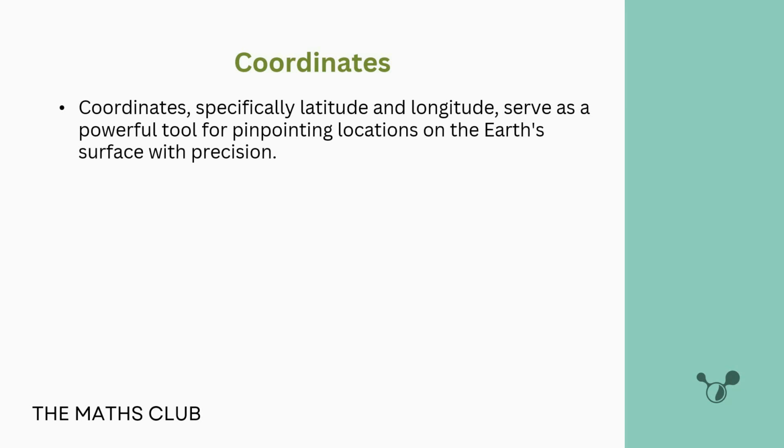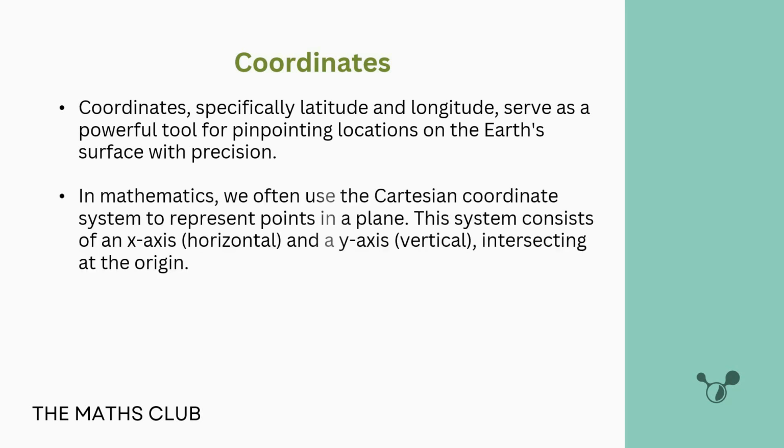We've talked about this a bit, but coordinates, especially latitude and longitude, serve as a powerful tool for pinpointing locations on the Earth's surface with precision. In mathematics, we often use the Cartesian coordinates, our normal x and y graph, to represent points in a plane, right? We have the x-axis, which is the horizontal, and the y-axis, which is the vertical, and they intersect at the origin. Remember, our origin x-axis is the what? Great, the equator. And our origin y-axis is the what? Great, the Greenwich Meridian line.